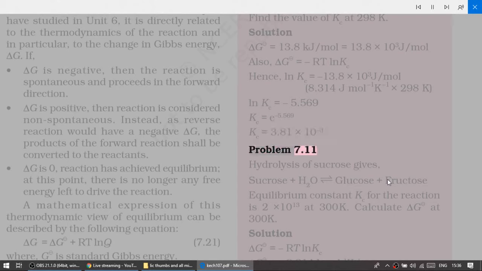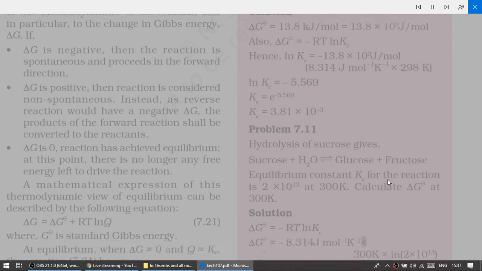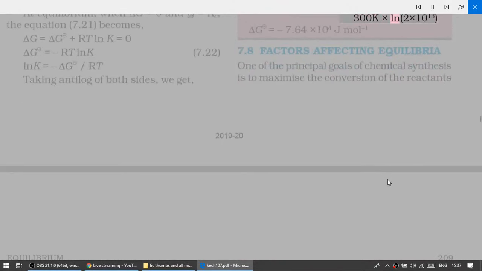Problem 7.11. Hydrolysis of sucrose gives sucrose plus H2O going to glucose plus fructose. Equilibrium constant Kc for the reaction is 2 times 10^13 at 300 K. Calculate ΔG° at 300 K. Solution: ΔG° is equal to minus RT ln Kc. ΔG° is equal to minus 8.314 J mol^-1 K^-1 times 300 K times ln 2 times 10^13. ΔG° is equal to minus 7.64 times 10^4 J/mol.